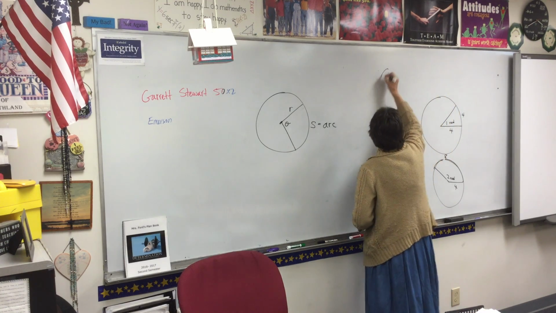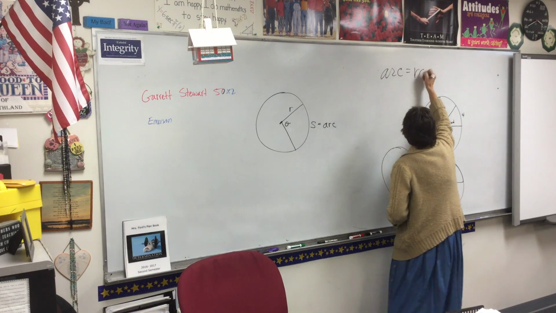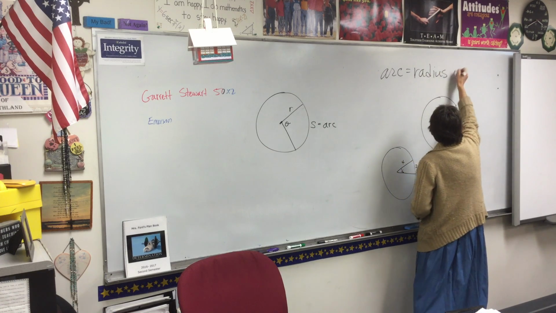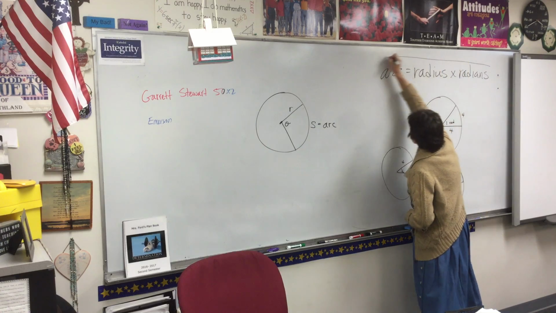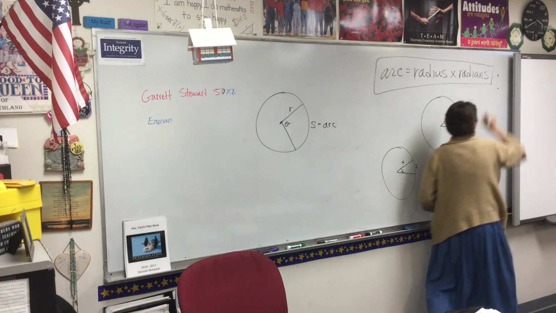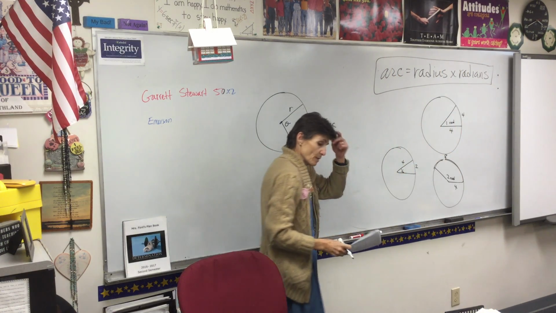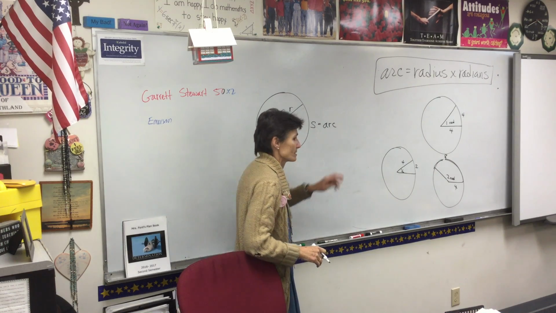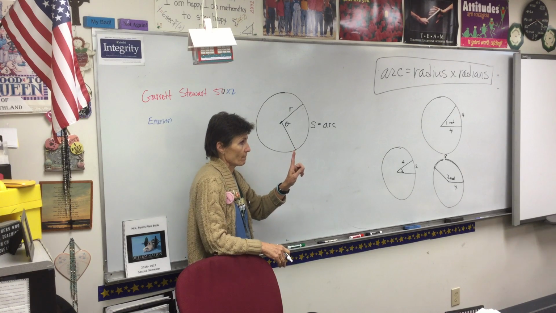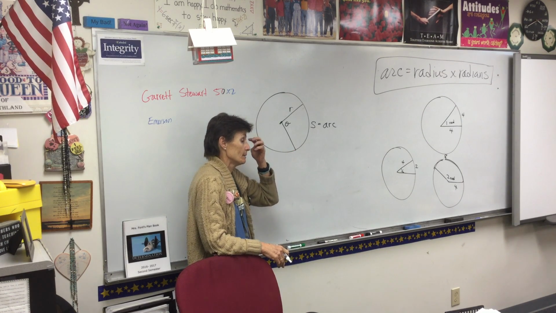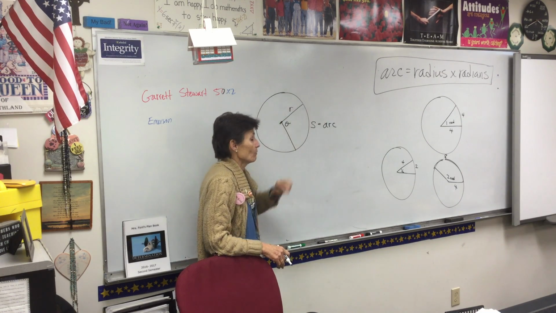Put a box around this. Arc length equals radius times radians. Put a box around that. That is a biggie. Arc length equals radius times radians. You figured that out without a formula. You didn't need a formula. You figured that out. But I've given you a formula now.